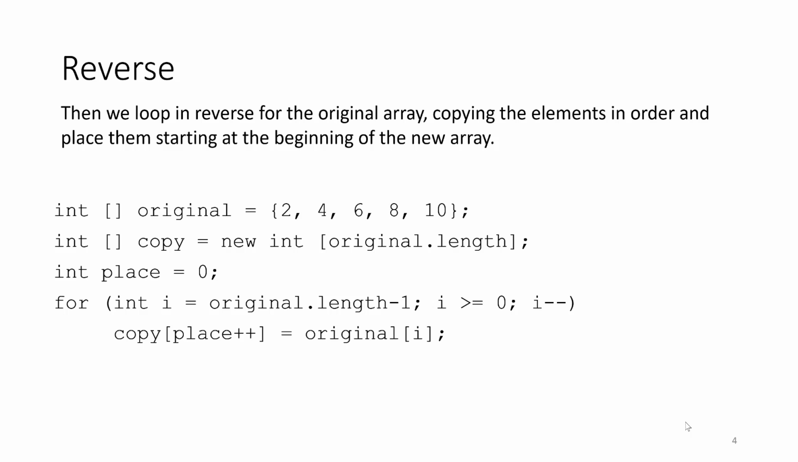So beginning, copy sub 0 gets original sub original.length minus 1. Place is then incremented and i is decremented. So the second statement that would be executed would be copy sub 1 is equal to original sub original.length minus 2. The next would be copy sub 2 is equal to original sub original.length minus 3, and so forth. So one indicator is going backwards, the other one is going forwards until all of the elements have been copied.